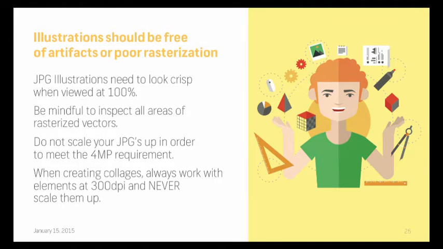All right, so whenever you submit JPEG illustrations, you want to make sure that they are free of what we call artifacts, or remnants indicating poor resolution or poor rasterization. JPEG illustrations need to look crisp at 100%. So my big advice here is always make sure to view your illustrations at 100% before you submit them. That's how our reviewers are looking at them. So you want to make sure they look crisp and clean at 100%.